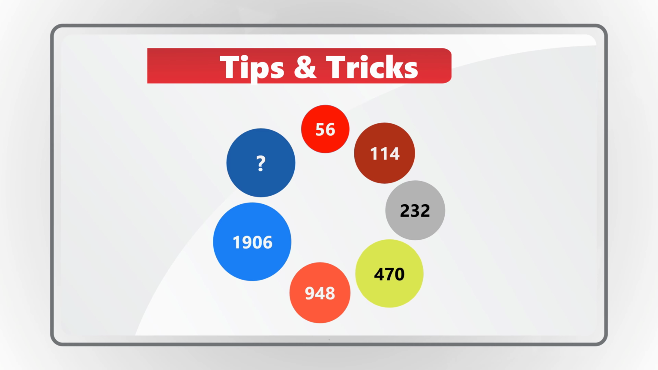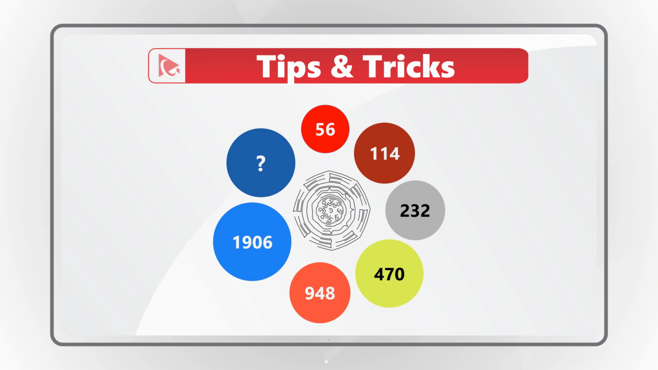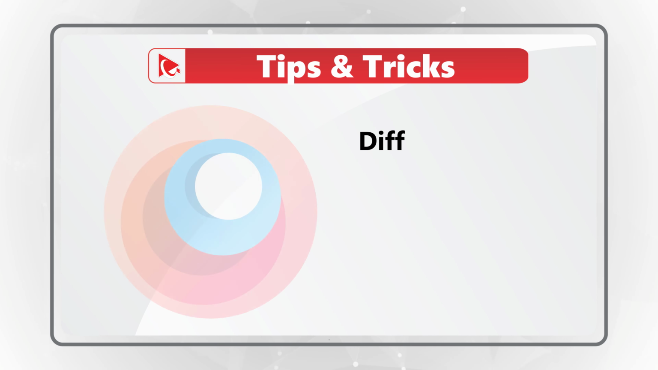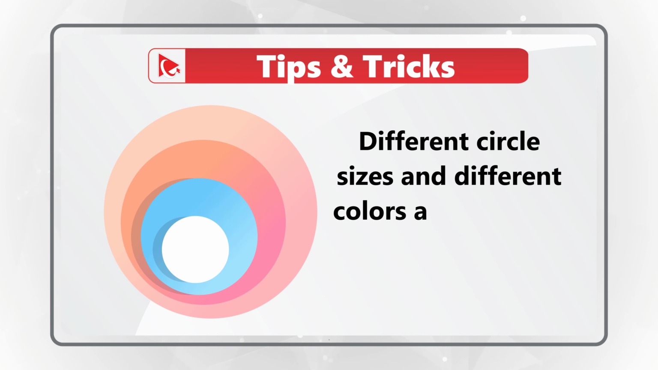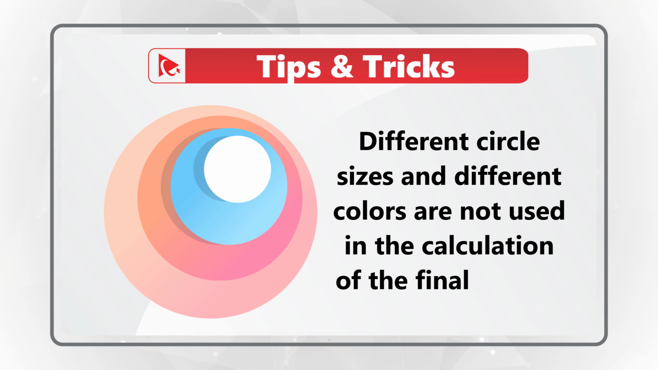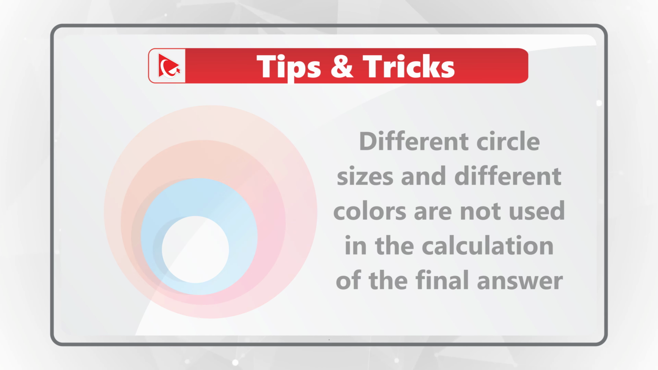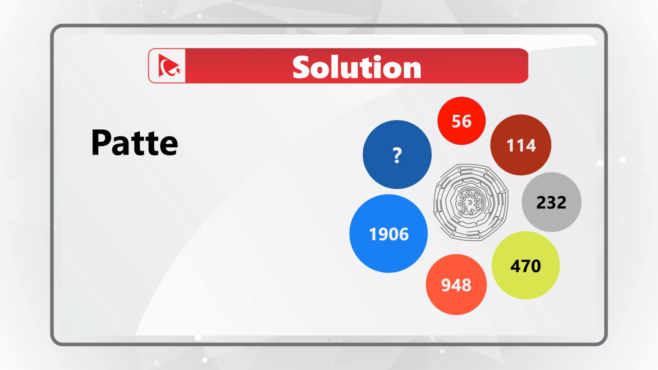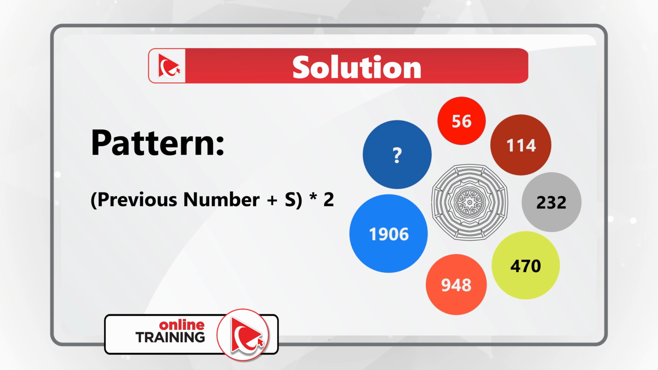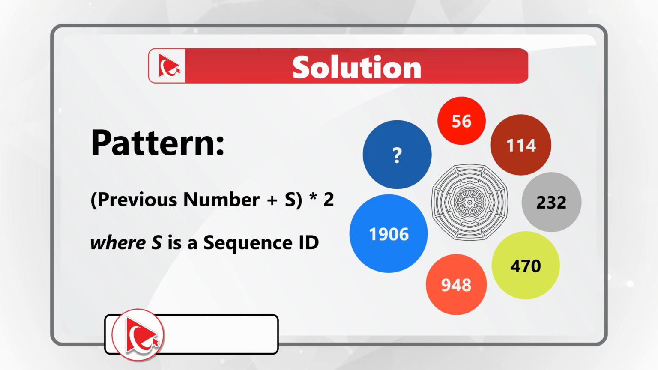You might be tired of hearing me saying it all the time, but pattern is the key to solve this challenge. And different shape sizes and colors are introduced on the objects here in the picture just to confuse you. So let's look at the pattern. The pattern here is previous number plus the sequence number multiplied by 2. And you have to add previous number to the sequence before doing multiplication.